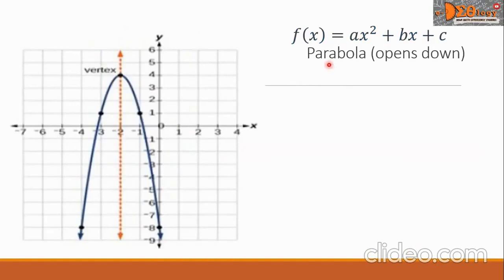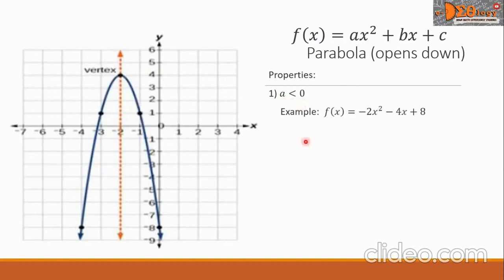Now let us have the parabola that opens downward. The vertex is now on top. And let's begin with our property number 1. A is less than 0. It means A is negative.